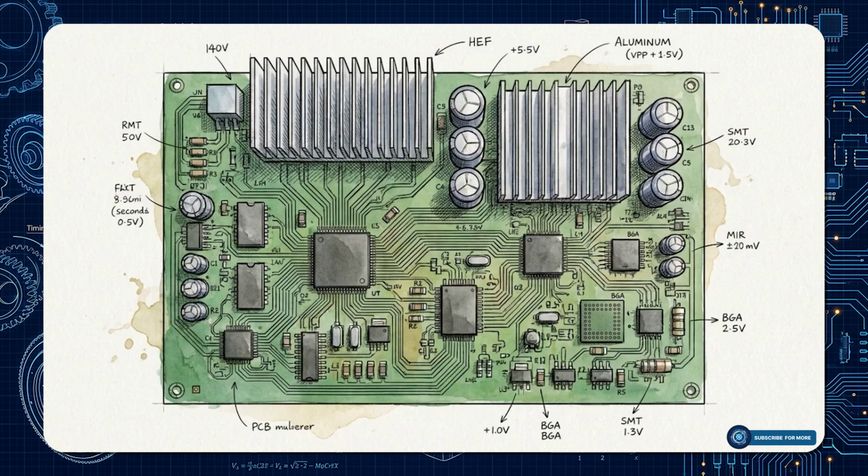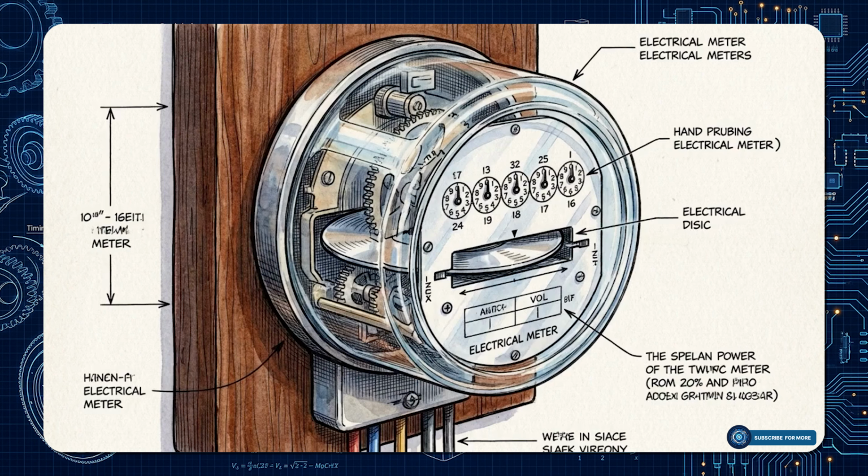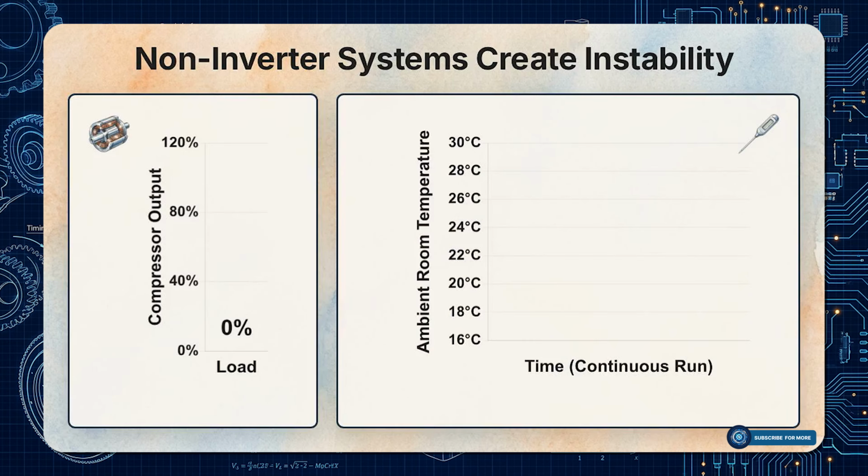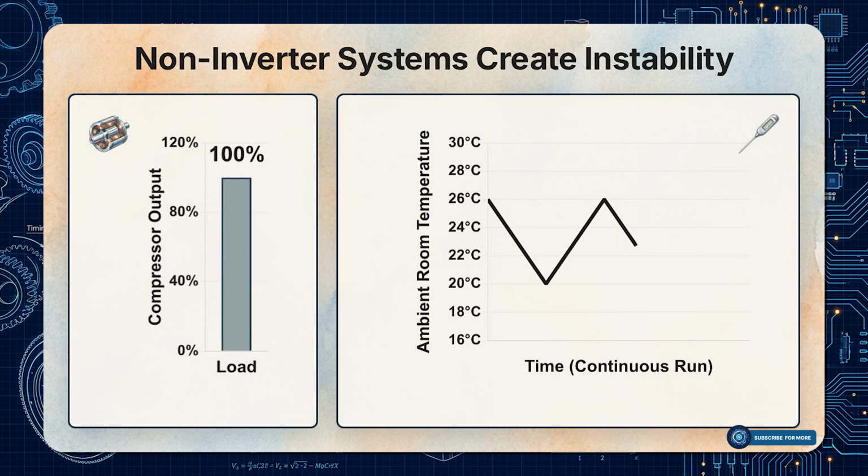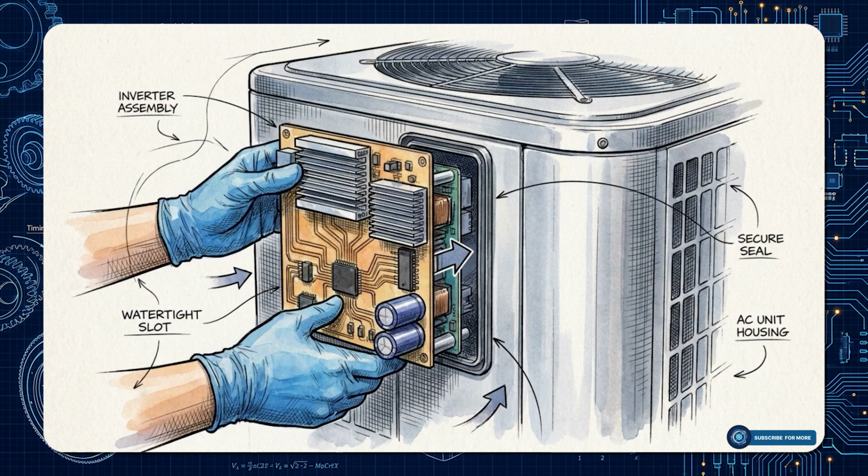Beyond the mechanical plumbing, modern systems rely on advanced power electronics to manage the compressor's energy consumption. Traditional non-inverter systems run on fixed-frequency AC power. This means the compressor is either operating at 100% capacity or is completely shut off, which creates massive current spikes and temperature fluctuations. High-efficiency systems instead use an inverter board mounted in the outdoor unit.